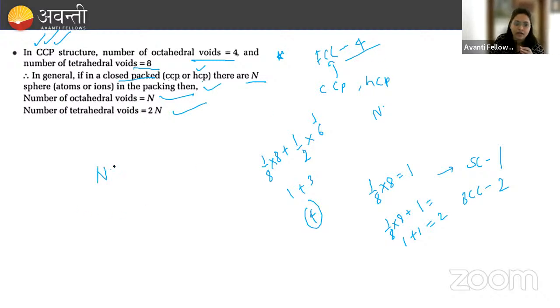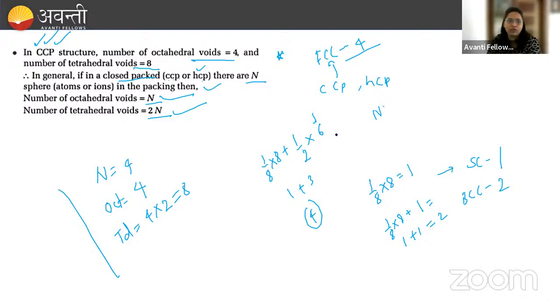So here if n is equal to 4, how many are the octahedral voids? Octahedral voids are also 4. How many are the tetrahedral voids? They are 4 into 2, that is 8. So these are our octahedral voids, and these are our tetrahedral voids. Any doubt in this? Do you understand this? Okay, let's move on to the next.